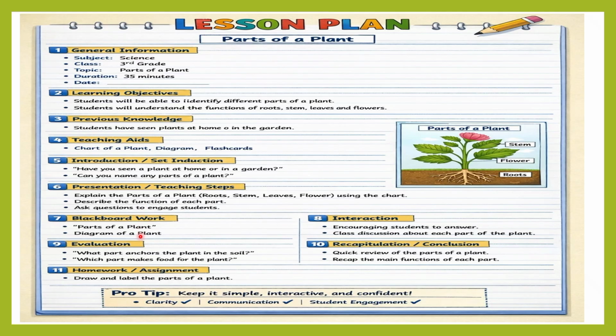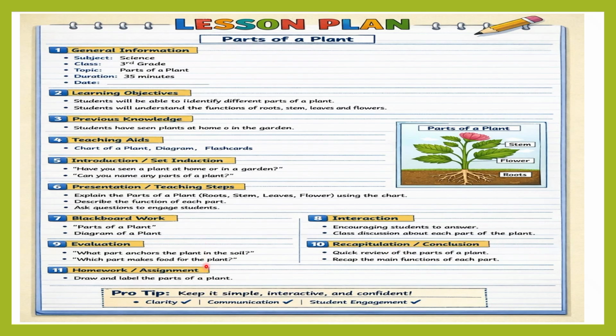Then blackboard work. What blackboard work is done in the classroom? Parts of a plant, a diagram of a plant is drawn on the board. Interaction, encouraging students to answer. This is how the teacher is doing. What kind of interaction activity is there? Teacher is encouraging students to answer by asking questions, interactive questions, class discussion about each part of the plant.